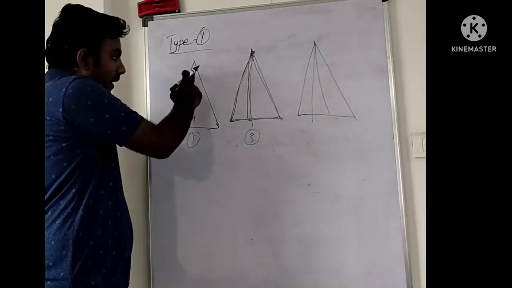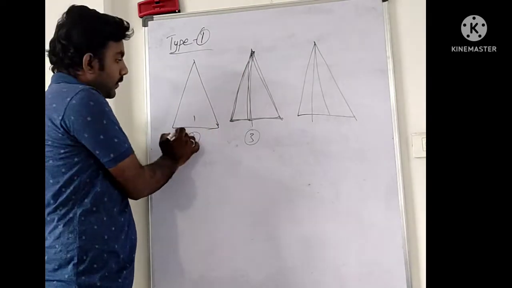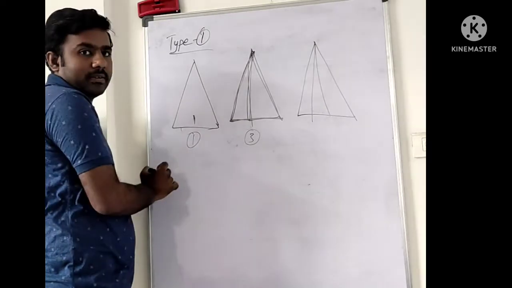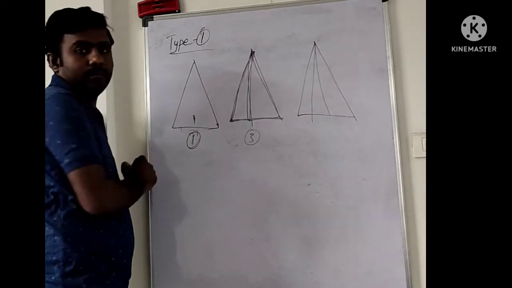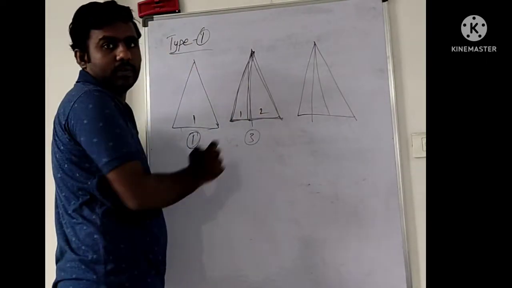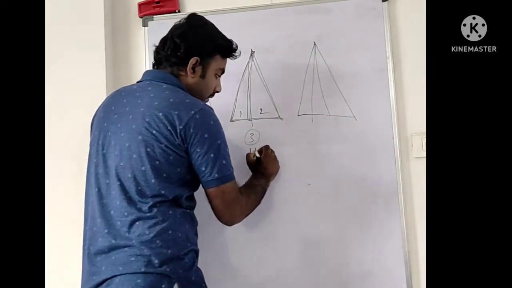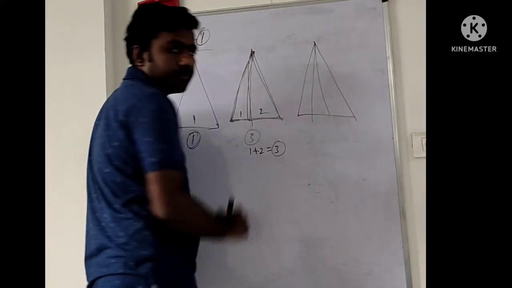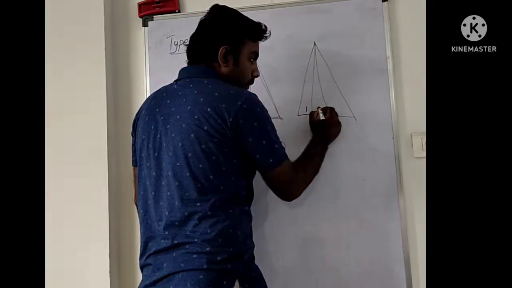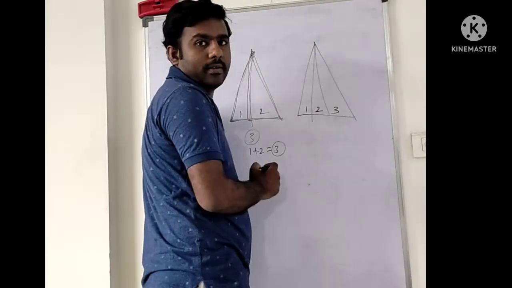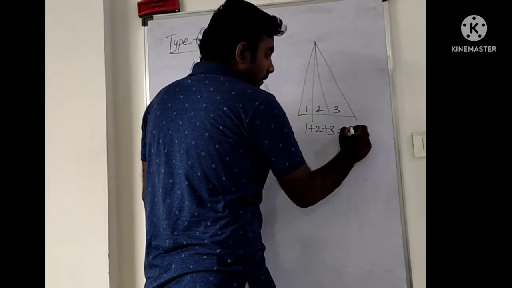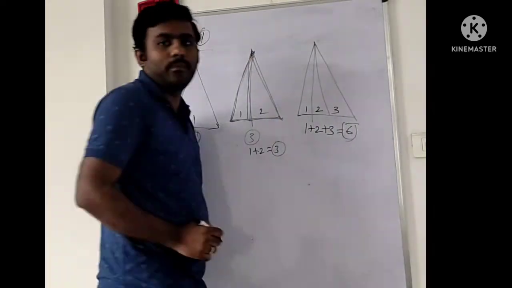For example, in this triangle, how many bases are there? The total number of bases is 1, which means the number of triangles is 1. Here the number of bases is 1, 2, which means the total number of triangles is 1 plus 2, which is 3. Similarly here the number of bases is 1, 2, 3, which means 1 plus 2 plus 3 is 6. Here the number of triangles is 6.